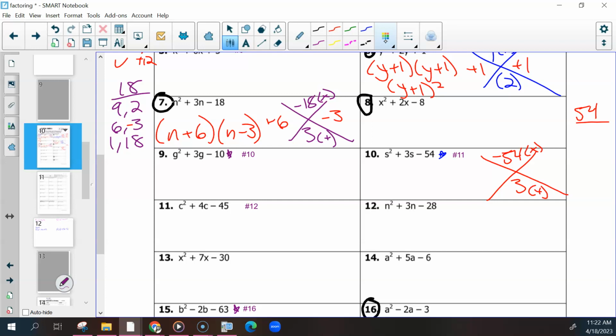Not sure about your factors, start at 1. Start dividing. 54 divided by 1, 54 divided by 2, by 3, by 4, keep going until you find some numbers that work.